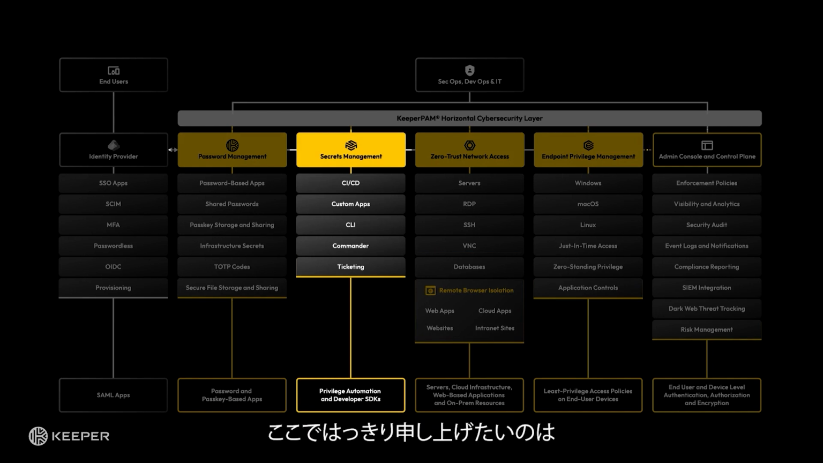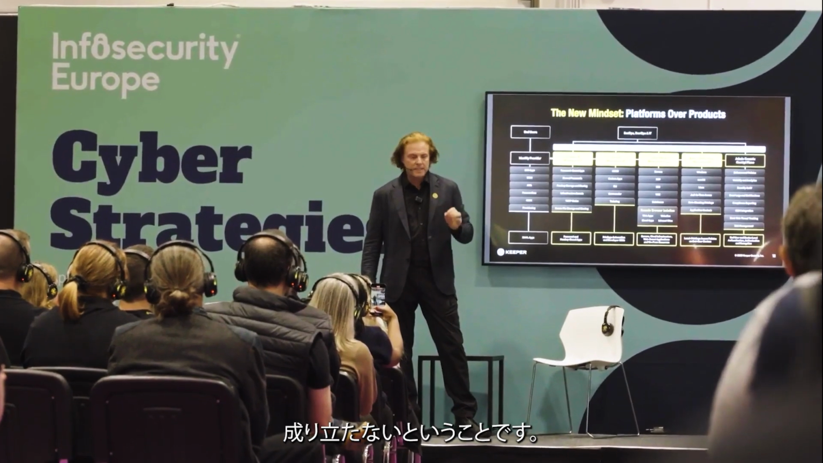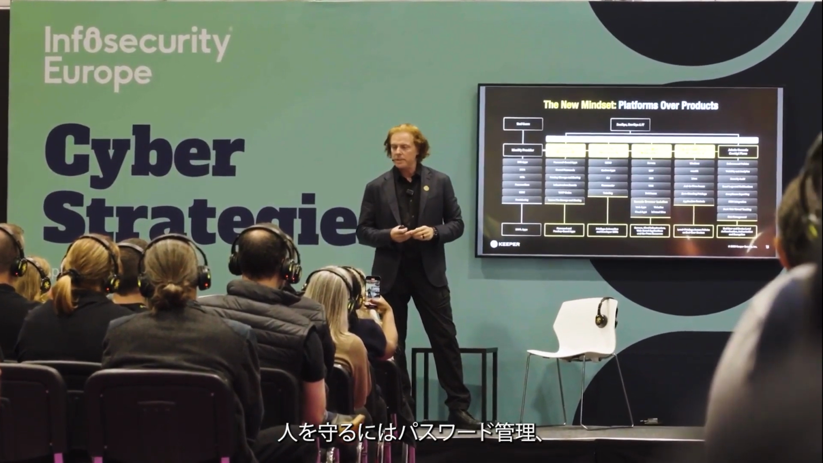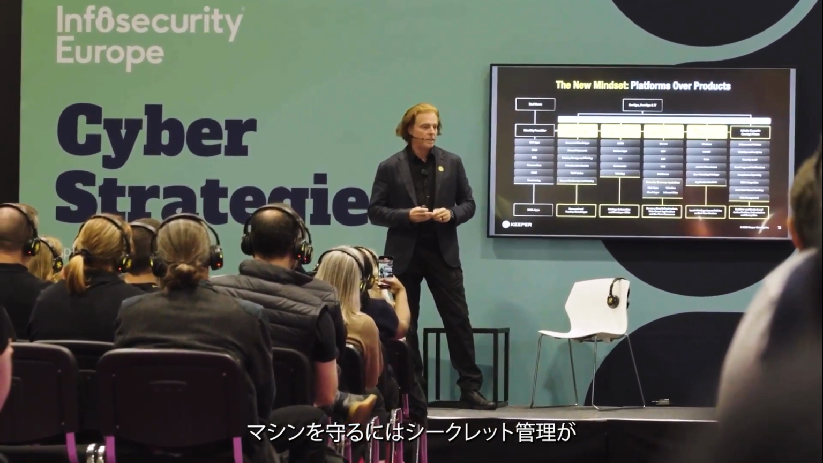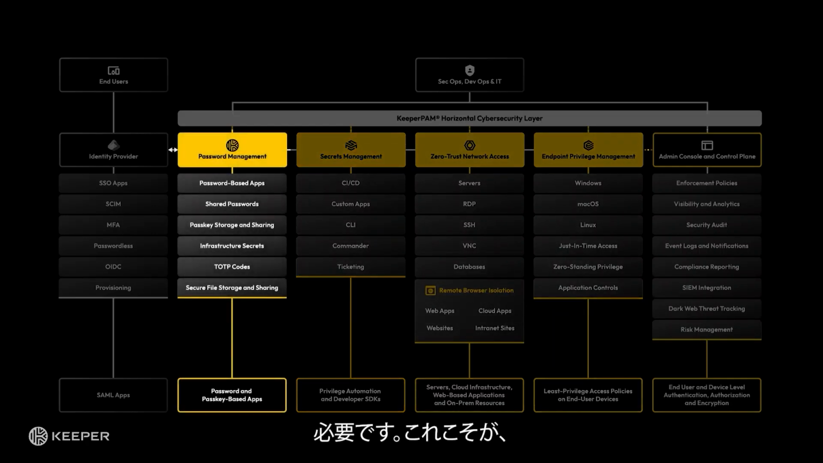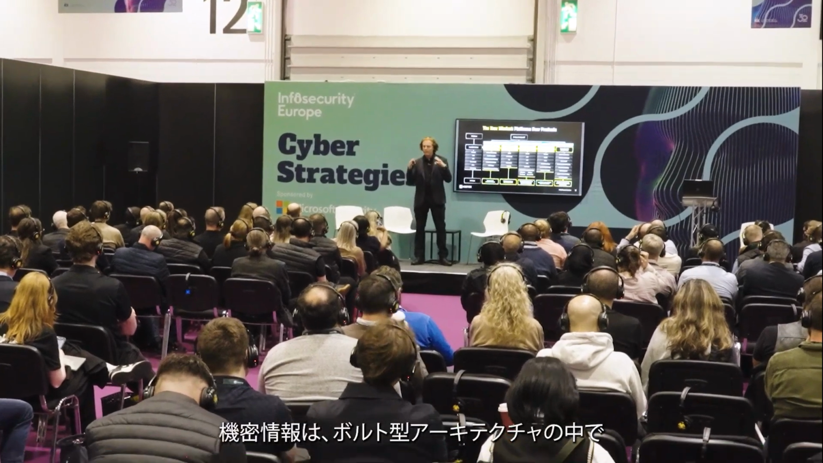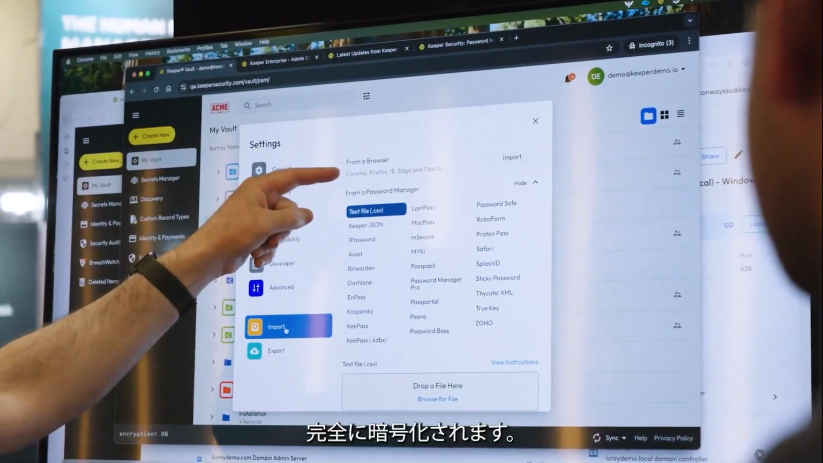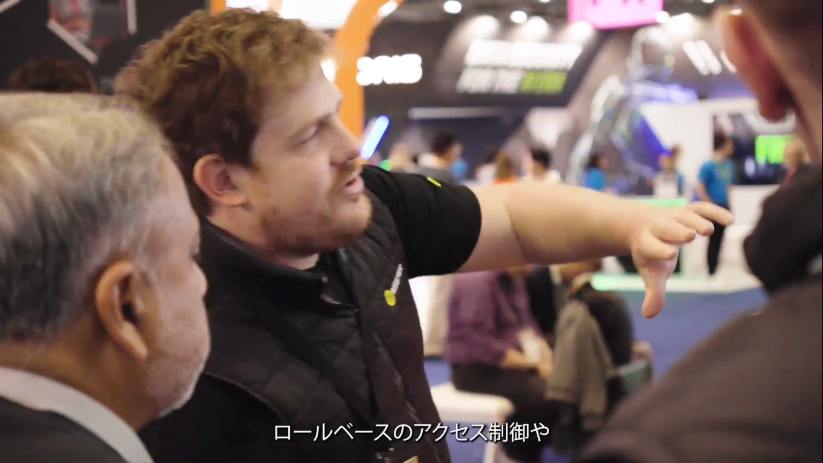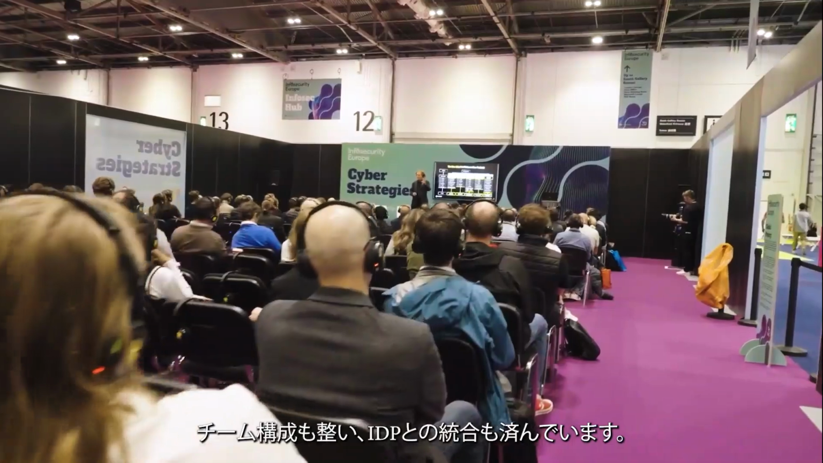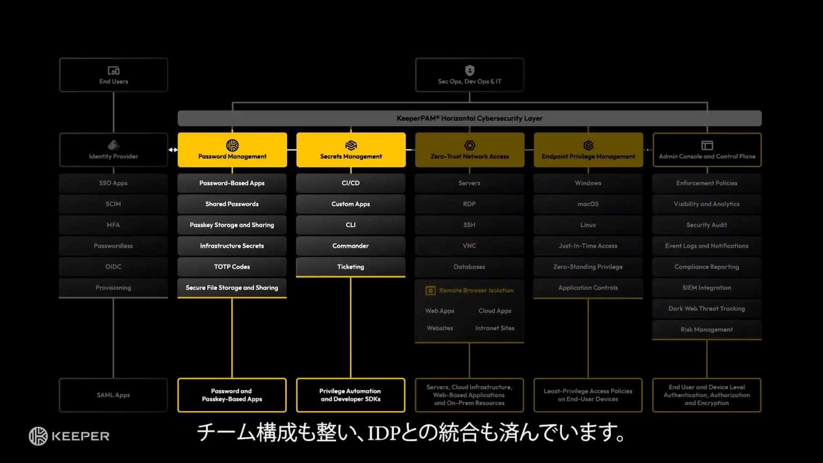If you're an organization and you want to build a cybersecurity strategy and a framework, it is impossible. I'm going to say this very clearly. It is impossible to have pervasive cybersecurity and effective cybersecurity protection if you don't have password security. Protect the humans with password management, protect the machines with secrets management. Now that you've got the payload, let's say in a vault architecture, completely encrypted, you've got your role-based access control policies, you've got all your teams, everything's hooked in to your IDP.